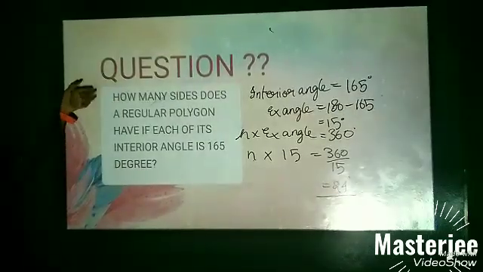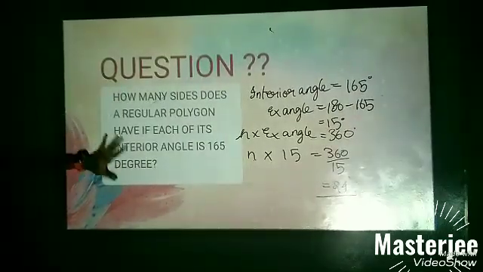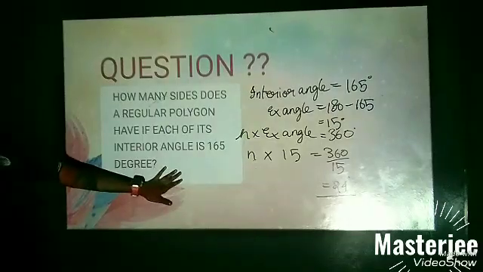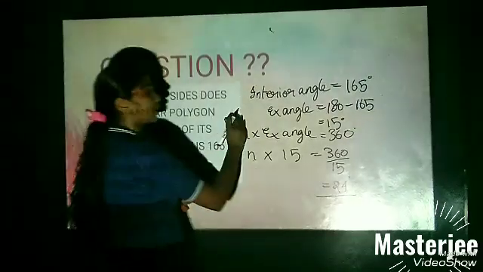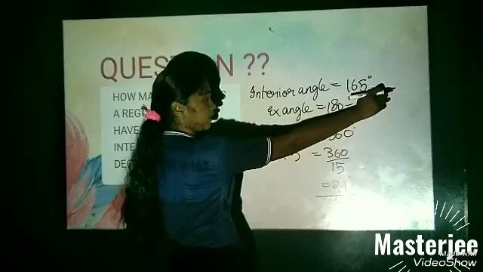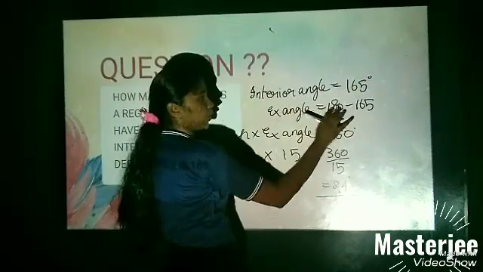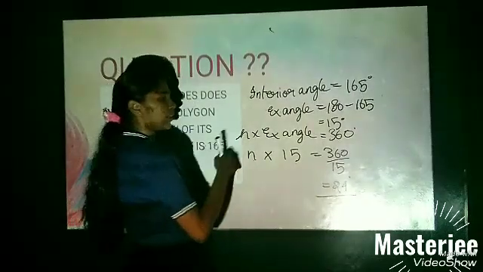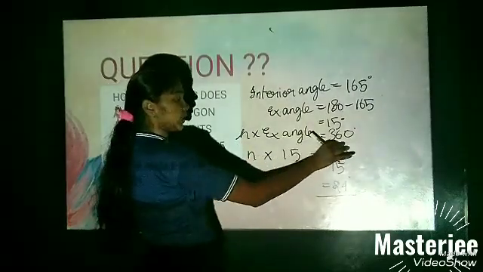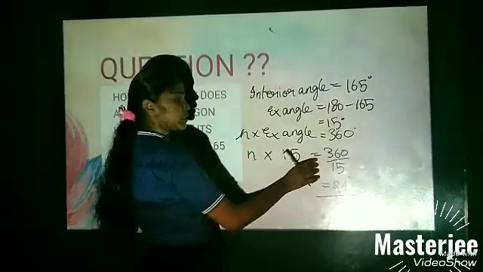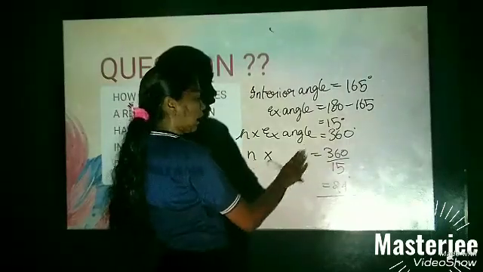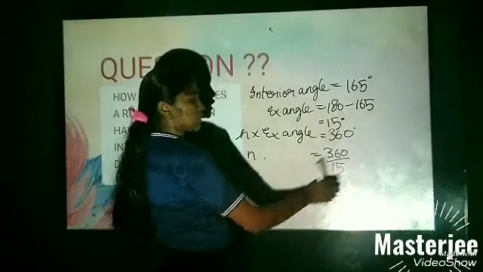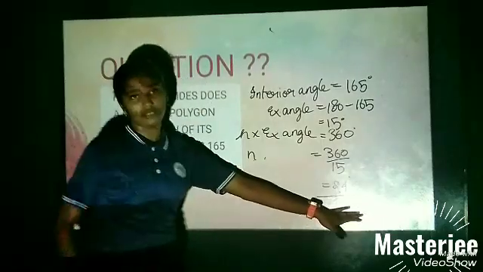Next question. How many sides does a regular polygon have if each interior angle is equal to 165 degrees? Here the given interior angle is 165 degrees. So the exterior angle is equal to 180 minus 165, that is 15 degrees. According to the property, n into the exterior angle is equal to 360 degrees. n into 15 is equal to 360, so n is equal to 360 by 15. So n is equal to 24.